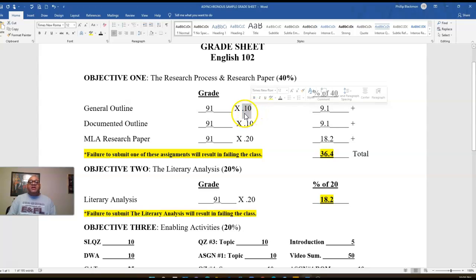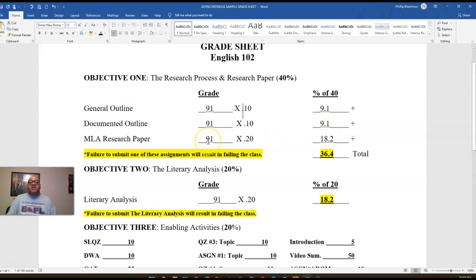0.10, right? Don't multiply it by 10. Multiply it by point. Make sure you put that decimal point there. And this is going to be easy. 91 times 0.10, all you have to do is move a decimal point. So it's just 9.1, okay?